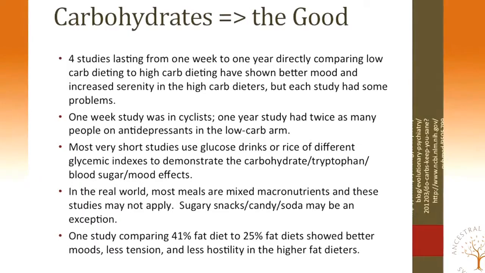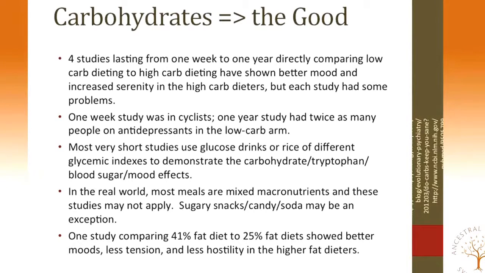So what is it? Four studies lasting from 1 week to 1 year directly comparing low-carb diets to high-carb. They showed better mood and increased serenity in the high-carb dieters, but each study had some real problems. The 1-week study was in cyclists, and I can't think of anything that would make cyclists more cranky than suddenly depriving them of all their carbohydrates and studying them for a week before they become used to the new diet.